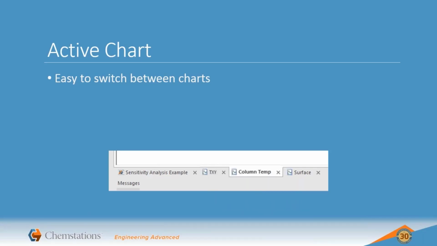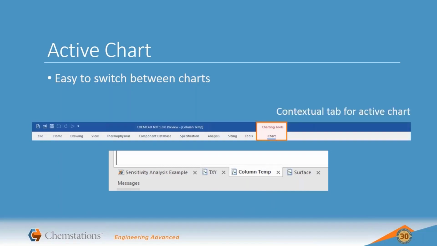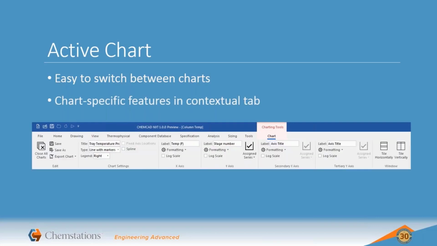Once a chart is active, we will see an additional tab in the ribbon labeled Chart. This contextual tab contains all the features that apply to the chart that is active. So different chart types will have different features, and the look of this Chart tab will update accordingly.